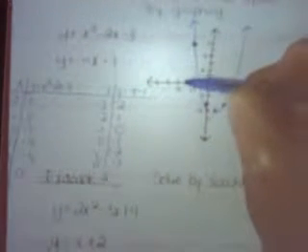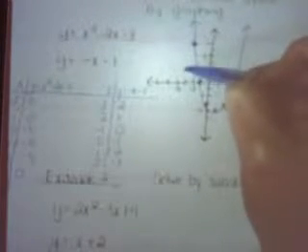So I have negative 3, 2. Negative 2, 1. Negative 1, 0. 0, negative 1. 1, negative 2. 2, negative 3. You connect those points. You know it's going to be a line because your x is not squared.